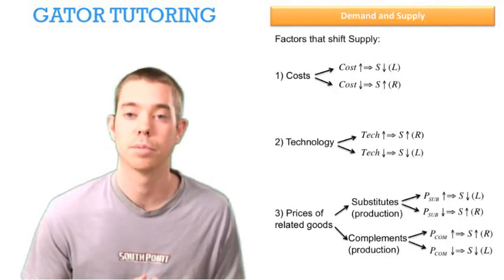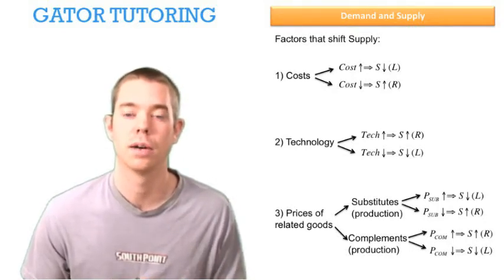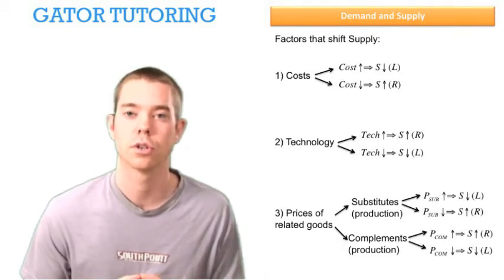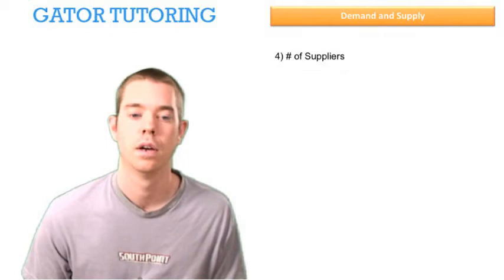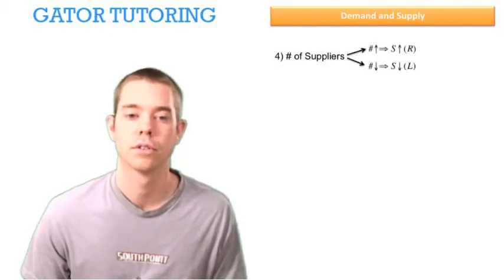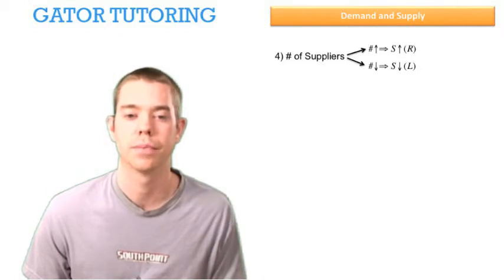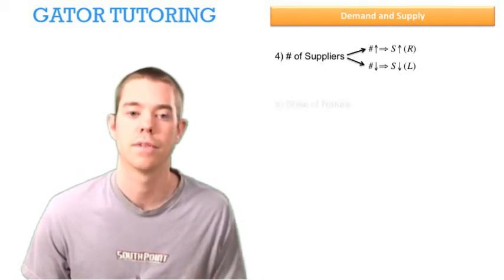And complements of production again. As the price of a complement increases, your supply will shift to the right. And as the price of a complement decreases, your supply will shift to the left. There's also the number of suppliers. The number of suppliers go up, well, of course, the supply will go up or shift to the right. And the number of suppliers decrease, likewise, the supply will shift to the left.